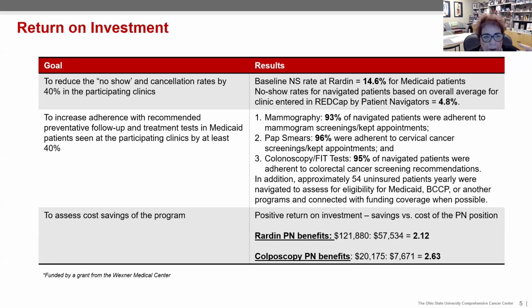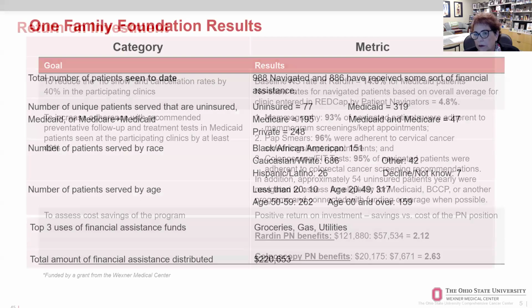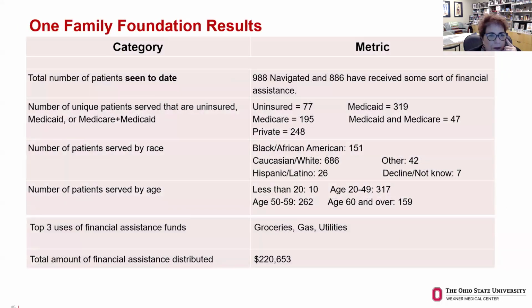And then for those people, we navigated them to get mammograms, pap smears, and colon screening tests if they needed them. And you can see the adherence, 93, 96, and 95% respectively. And what was our return on investment? It is a 2 to 2.6 fold return on investment by not having canceled or no-show appointments, for example.